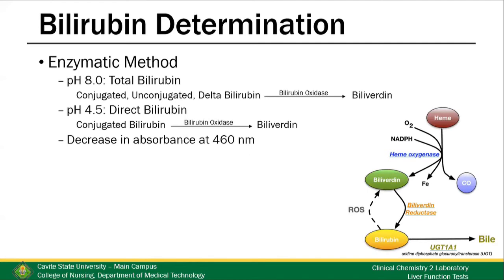Again, in bilirubin determination, it also uses an enzymatic method. So in the enzymatic method, at pH 8.0 or alkaline pH, total bilirubin is detected. Unconjugated, conjugated, or delta bilirubin will be converted to biliverdin by bilirubin oxidase. So in detection of direct bilirubin, pH po natin is acidic, 4.5. Conjugated bilirubin is converted to biliverdin by bilirubin oxidase. Decrease in absorbance at 460 nanometers.